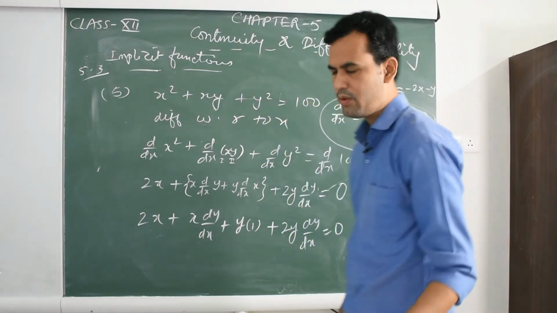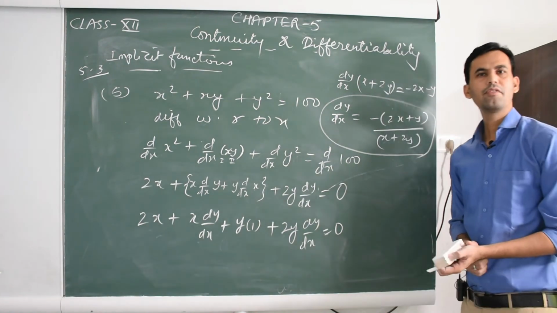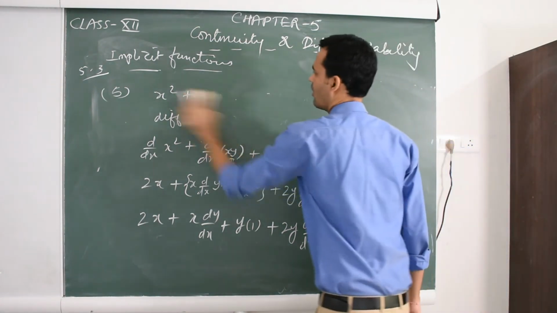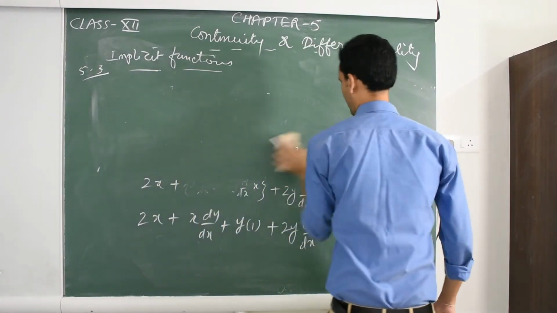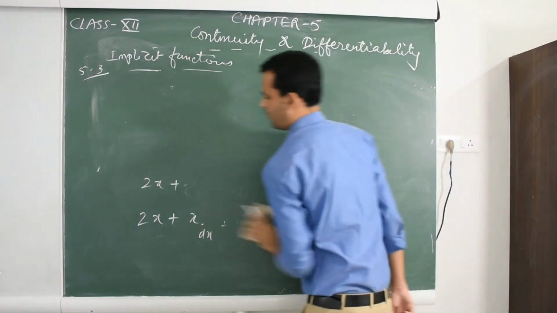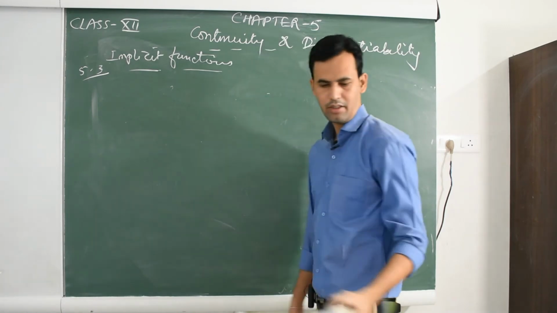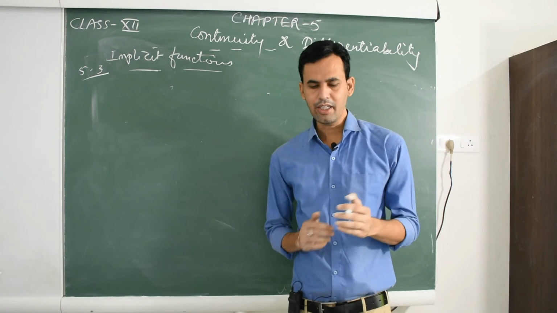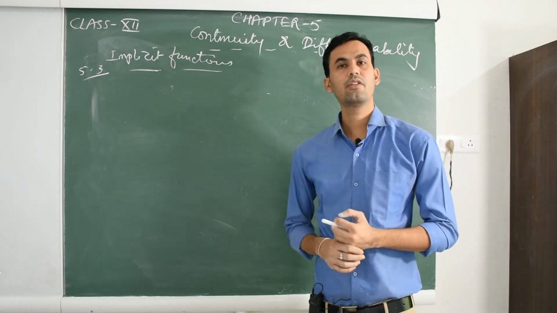So in this way you can easily solve these implicit function questions. Now next question, question number 9. In exercise 5.3, from question number 9 to 15 we have inverse trigonometric functions.